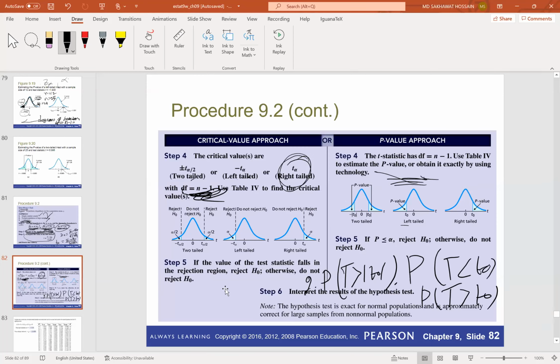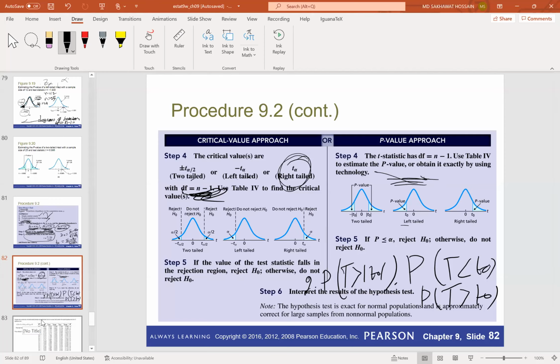Okay, step 5. For the critical value approach, you will compare the critical value and the test statistic. For the p-value approach, you will compare the p-value and the alpha value. Then you will make your decision. And in the final step, you have to write the interpretation in terms of the alternative hypothesis.